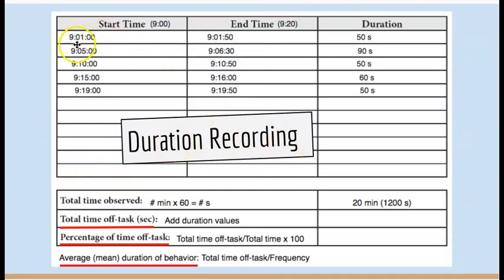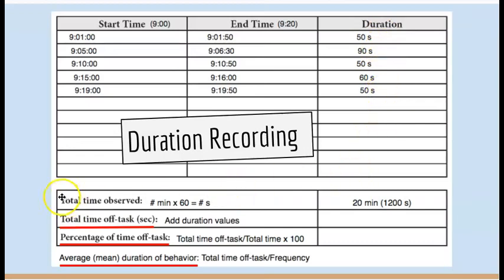Start time here, end time here. So for example, behavior started at 9:01 and ended at 9:01:50. The duration was 50 seconds. And then I would do that throughout the class, and I have my different durations here: 50 seconds, 90 seconds, 50 seconds, 60 seconds, and 50 seconds.